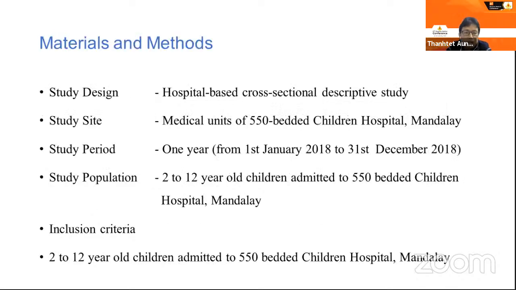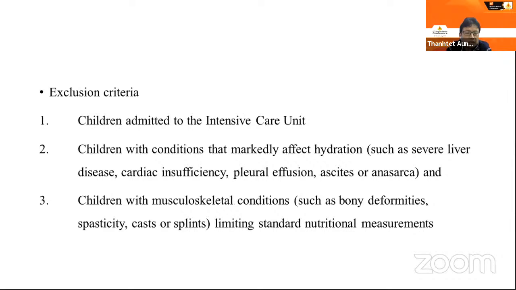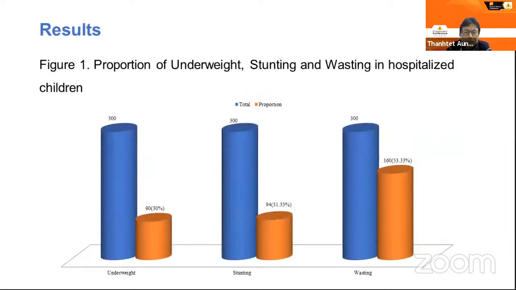The study design was a hospital-based cross-sectional descriptive study conducted in medical units of the 550-bedded Children's Hospital, Mandalay, from 1st January 2018 to 31st December 2018. The study population was 2 to 12-year-old children admitted to the 550-bedded Mandalay Children's Hospital. Exclusion criteria were children admitted to ICU, children with conditions that markedly affect hydration, and children with musculoskeletal conditions which limit standard nutritional measurements. These are the results.